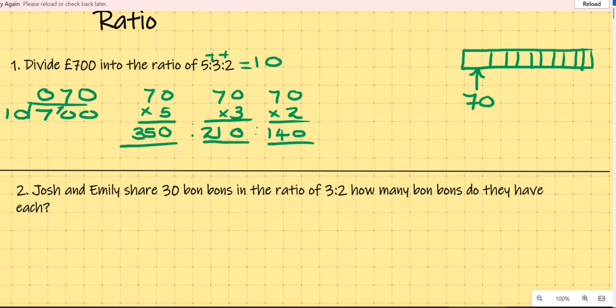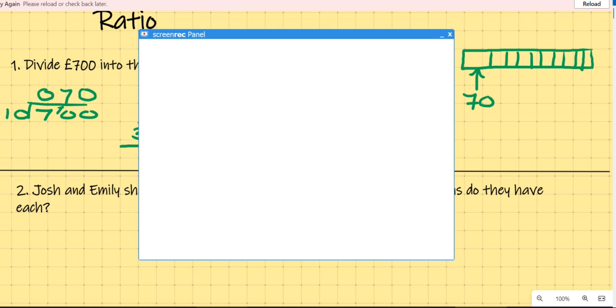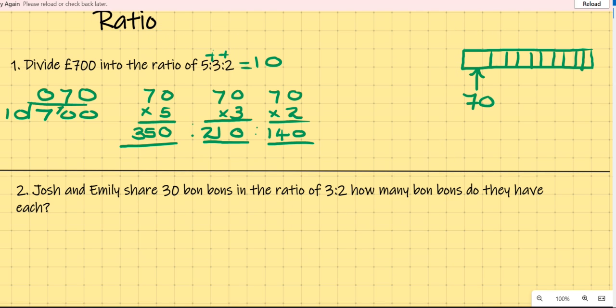Let's move on to the second one then. Okay, Josh and Emily share 30 bonbons in the ratio of 3 to 2. How many bonbons each do they have? Well, let's find out. Okay, so I know I've got that number 30, but remember we need to add these two, and that'll give us 5. So what I need to do now is divide that 30 by 5.